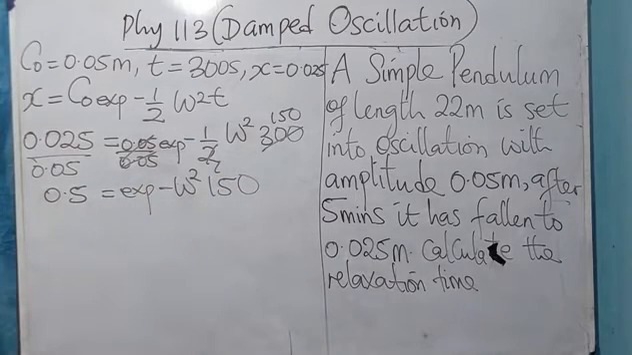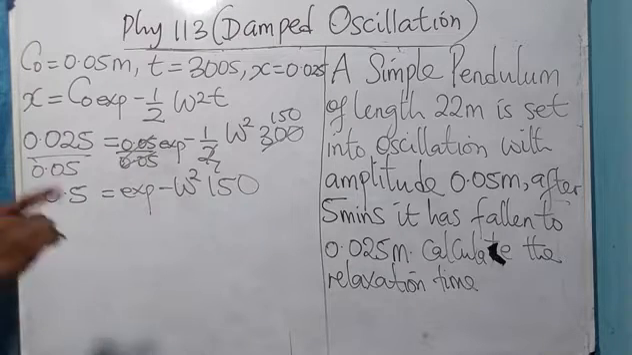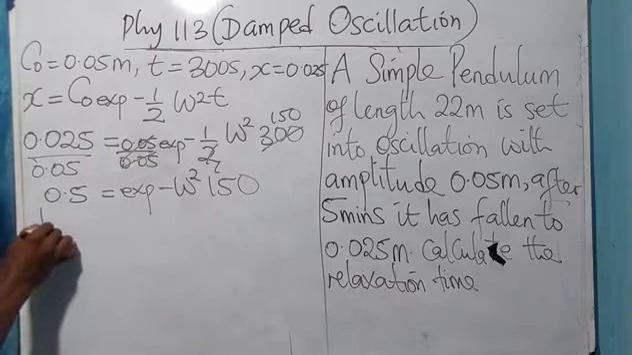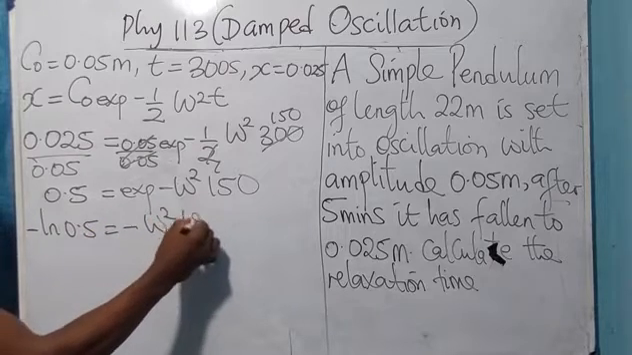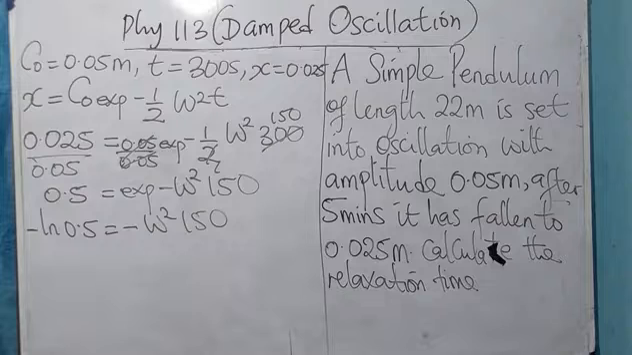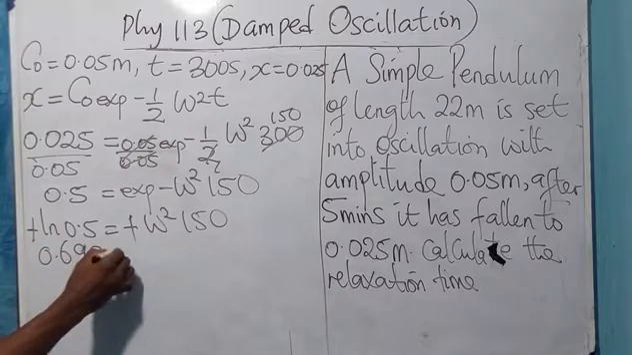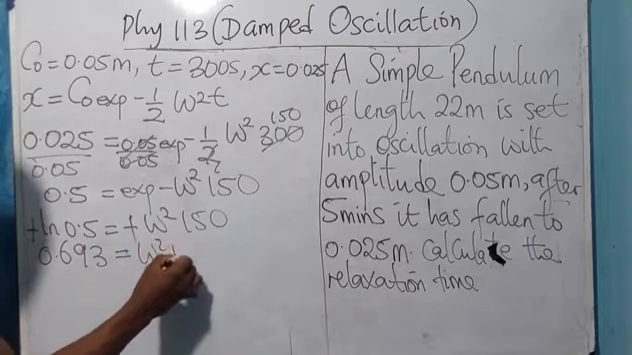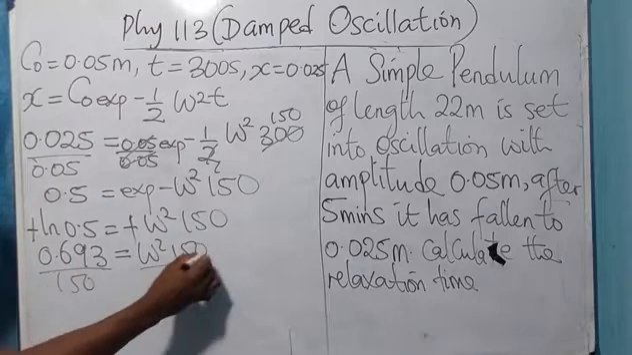The next thing you do is, as soon as the exponent crosses, it becomes ln. That is natural log of 0.5. You say minus ln 0.5 equals minus 150 ω². So the minus can get out. Natural log of 0.5 is 0.693, which equals ω² times 150. So you have divided both sides by 150.